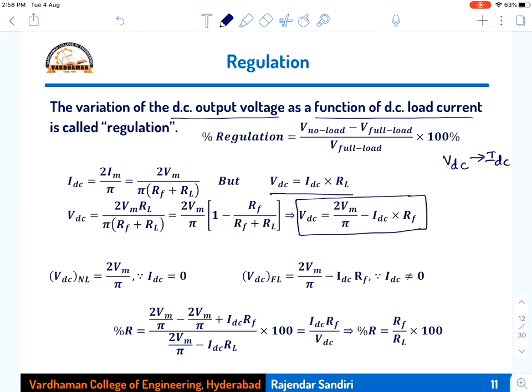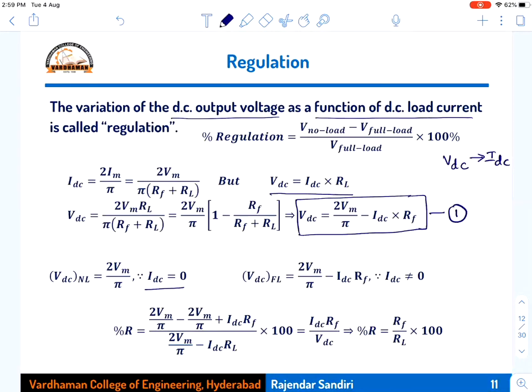Okay. Now in this equation number 1, if you make IDC equal to 0, the second term becomes 0, and that we call VDC no load. No load is nothing but the current is 0. Full load means the current is maximum. No load means the circuit output is open circuit, and full load means it is short circuit. So an open circuit will have current 0, and a short circuit will have maximum current.